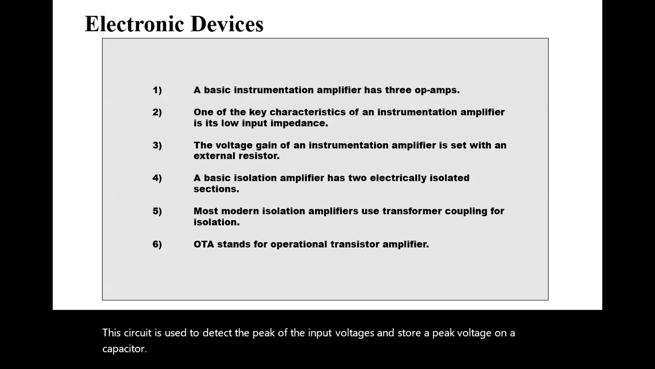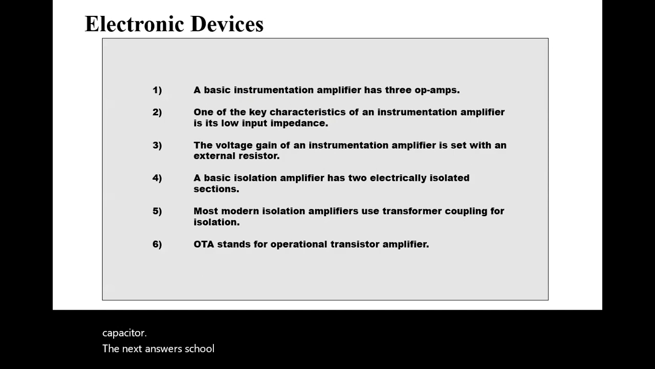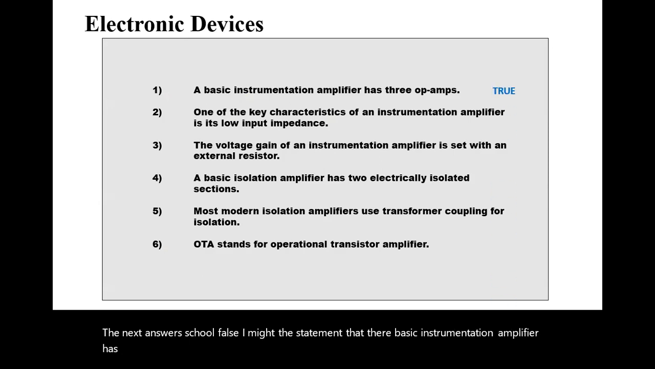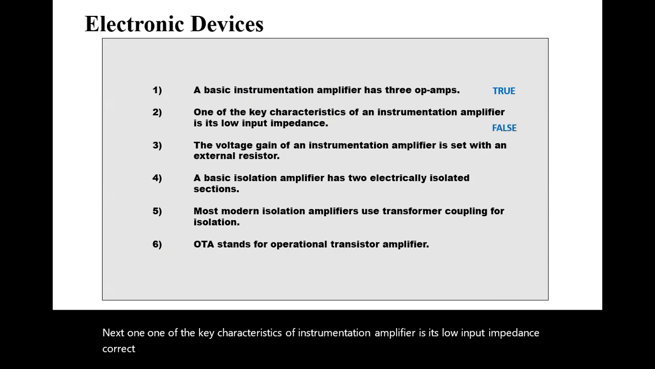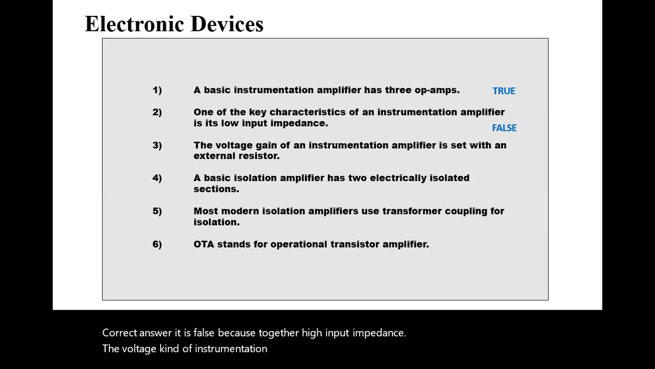The next answer is true or false. I make the statement that a basic instrumentation amplifier has 3 op-amps, and that is true. Next, one of the key characteristics of an instrumentation amplifier is its low input impedance. The correct answer there is false, because you get a high input impedance.